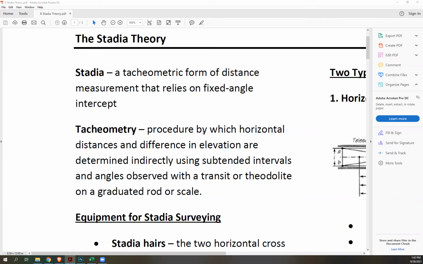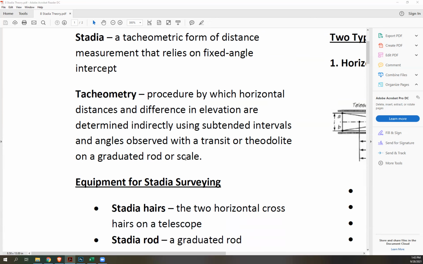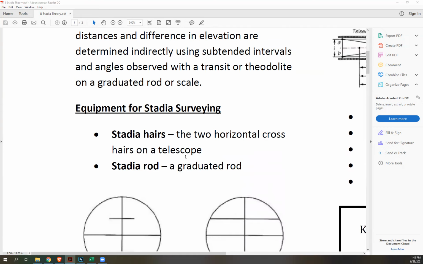Tachyometry is the procedure by which horizontal distances and difference in elevation are determined indirectly using subtended intervals and angles observed with a transit or theodolite on a graduated rod or scale. You have an intro to this if you've watched your fieldwork number 7. That illustrates a form of tachyometry, getting horizontal and vertical distances.